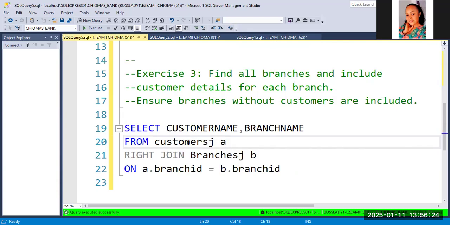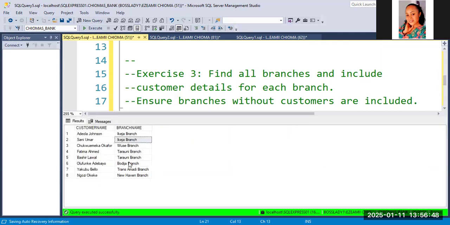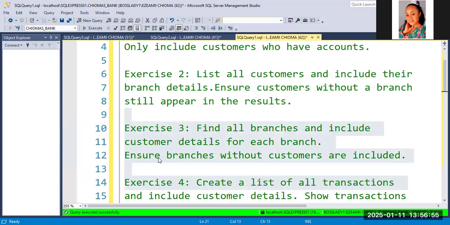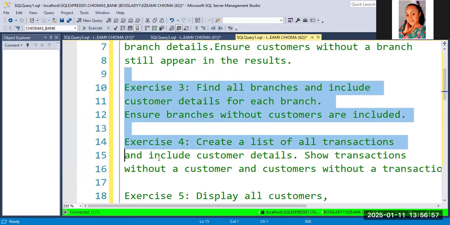Because once we do right join, what it means is that all the branches we have are going to be outputted, then we get the customers that have accounts. If we output all the branches, it means that all our customers we outputted have their branches assigned to them. So that's why we are having this result. 1, 2, 3, 4, 5, 6, because we have 6 branches. All right, so let's look at question number 4.